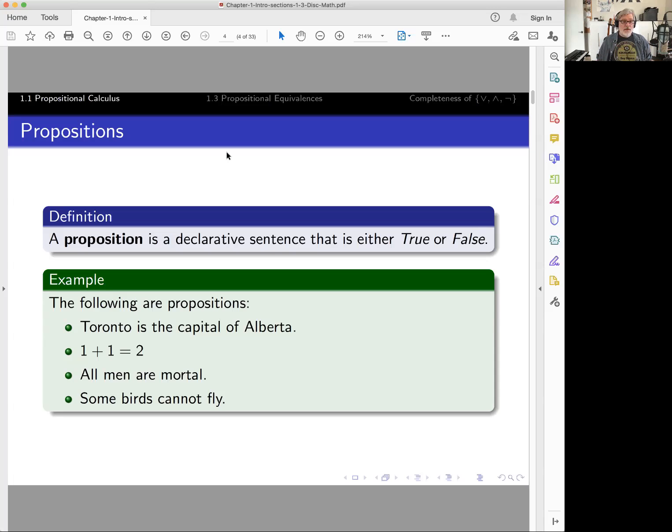So here are some examples of propositions. These are statements or sentences which are either true or false. Toronto is the capital of Alberta. This is either true or false. It happens to be false. 1 + 1 = 2. This is a proposition and it happens to be true.